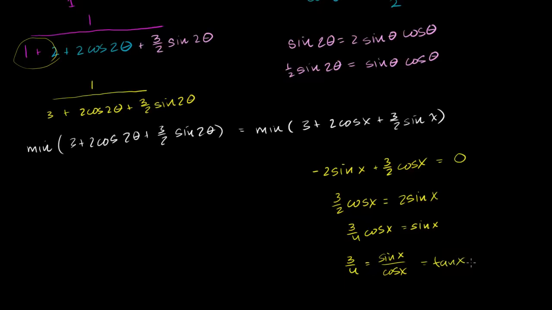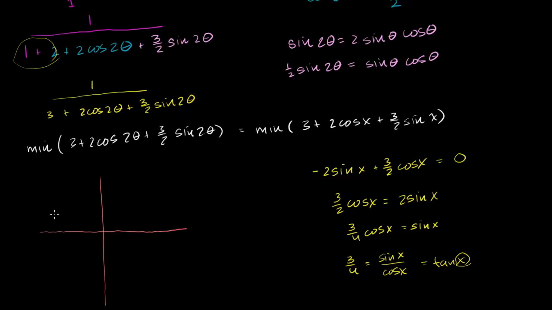So an x value that gives us a tangent of 3/4 is going to give us either a maximum or a minimum point. So let's think about this a little bit. Let me draw my unit circle. So let's think about the two x values that will give us a tangent of 3/4.